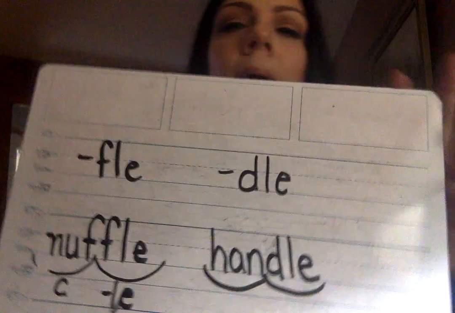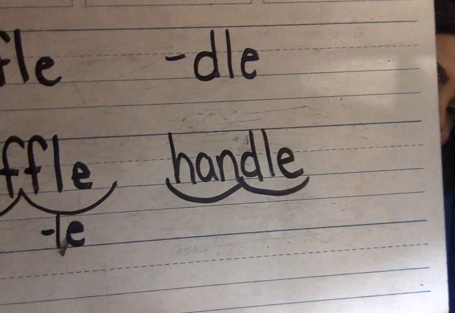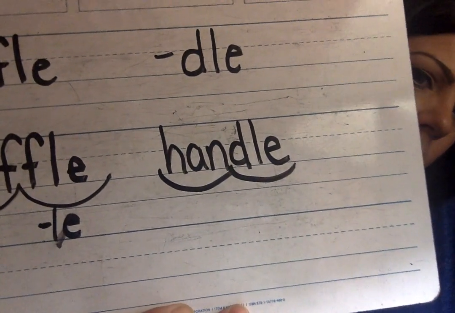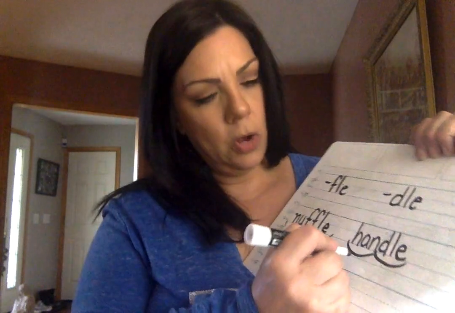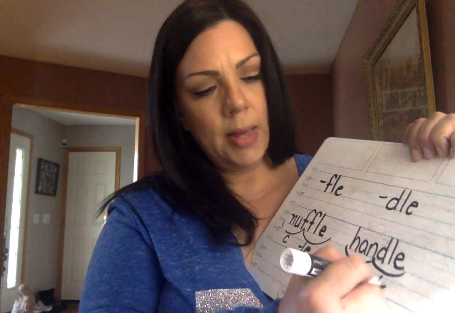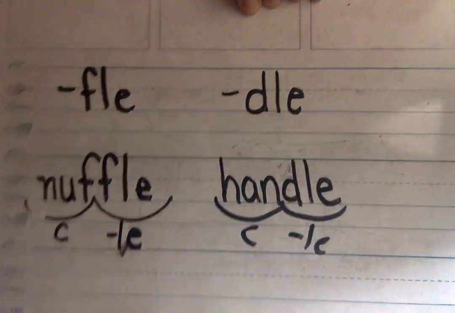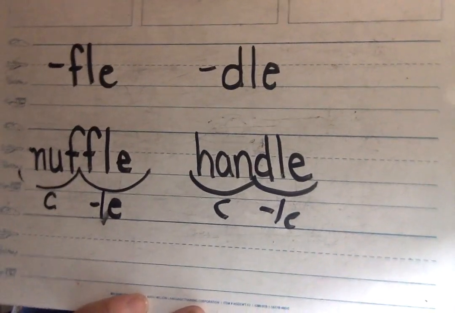Okay, and my word is handle. Handle. So we have hand, which is closed, and dull, which is the L-E syllable. Handle. Okay. We're going to do a couple more.